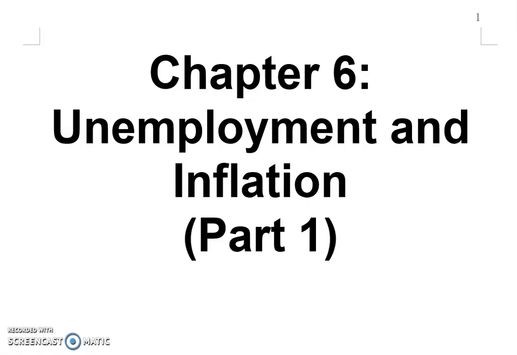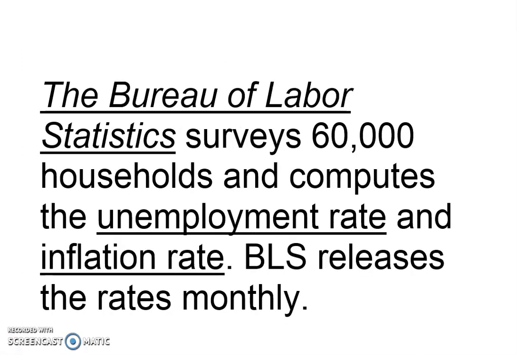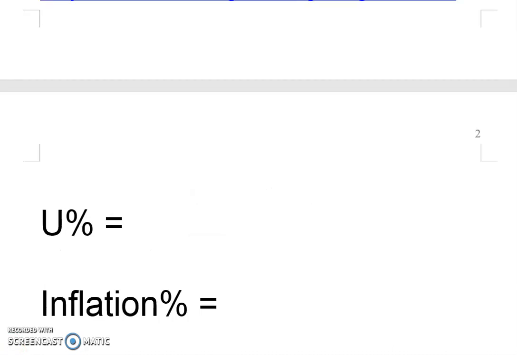This is part 1. In the United States, the government agency that computes the unemployment rate and inflation rate is the Bureau of Labor Statistics. They survey 60,000 households every month, compute these rates, and then release them. So do you know what the most current unemployment rate is? What is the most current inflation rate? Okay, let's take a look.